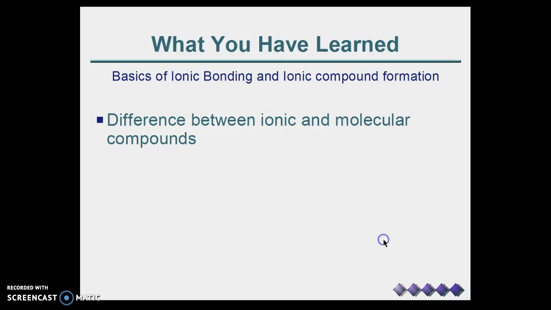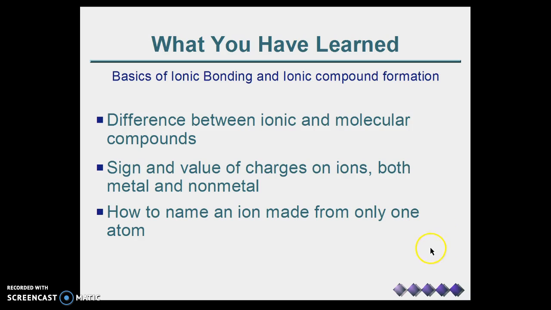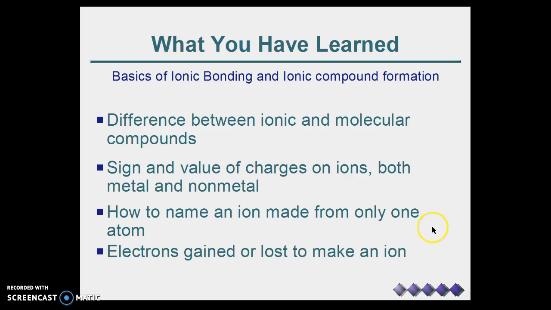So what you've learned here, the difference between ionic and molecular compounds. Ionic are attracted by their charge, generally a metal and a nonmetal. Molecular compounds are closer together on the periodic table, and they share their electrons. The sign and value of charges on ions, both metal and nonmetal, which is a review of something you probably already know, and how to name an ion made from only one atom. The metals are just named as they are. The nonmetals, you change the ending to IDE. And how many electrons you gain or lose to create an ion. And then finally, how to write formulas of compounds, especially using the crisscross rule.